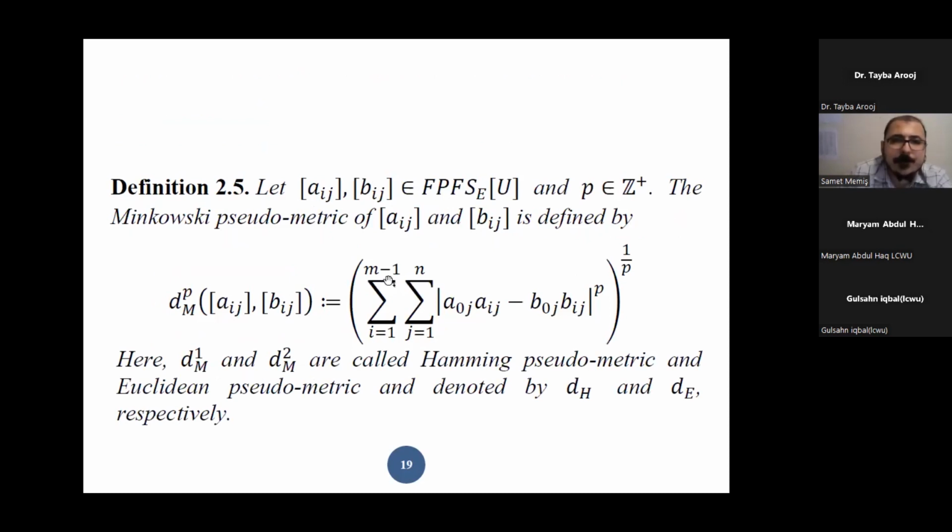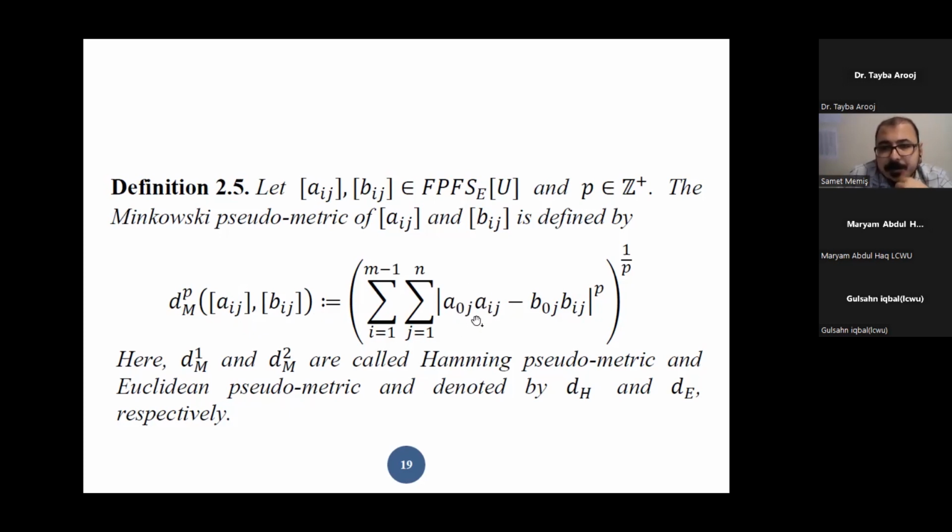Now, I mention some pseudo-similarities of FPFS matrices. For example, the Minkowski pseudo-metric of A and B in FPFS matrices spaces. You know, we can use many metric functions in math, but these are different from them because this pseudometric function is based on weighted metrics.